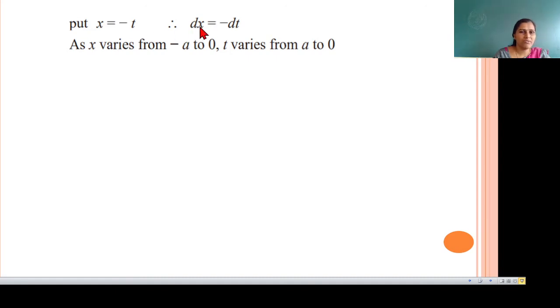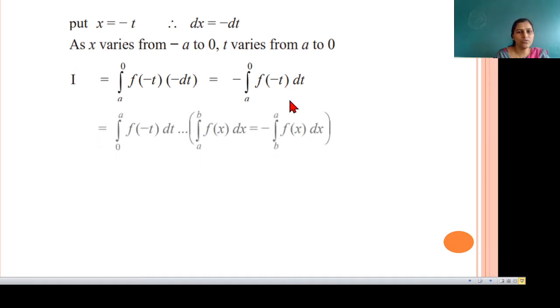Then after deriving this term, dx will be minus dt, and the limits of integration will also change, since as x varies from minus a to 0, our t varies from a to 0. So I becomes integral a to 0 f of minus t into minus dt. We keep this minus sign outside the integration. Then the step will be: minus integral a to 0 f of minus t into dt.